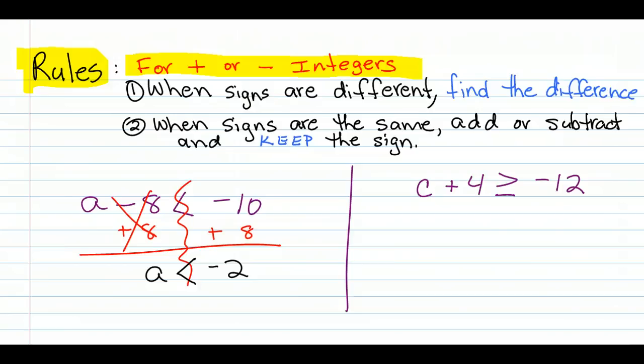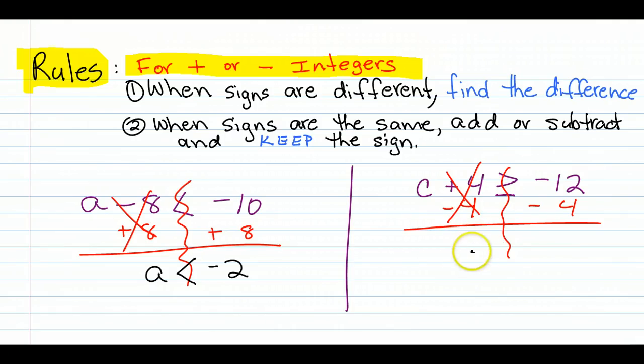All right. Let's go to this next one. Copy this one down. C plus 4 is greater than or equal to -12. Squiggle, squiggle. I'm going to do the opposite, which is I'm going to add a negative. I'm adding the negative 4. That goes away. C, and let's put that in the black.